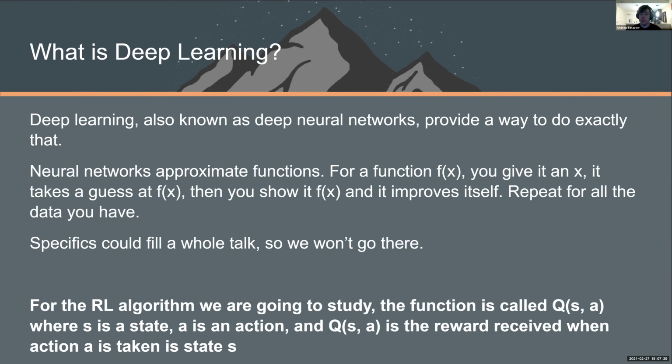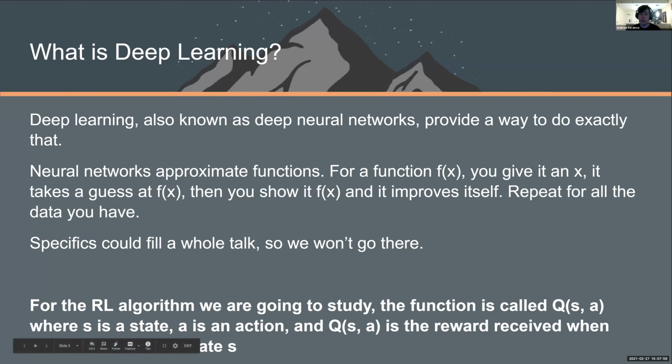Neural networks approximate functions. Basically, you give it a bunch of pairs of some value x and then f of x, and it'll take a guess at what f of x is. Then it looks at what f of x actually was and updates itself. I don't want to go too in depth about that, but if we have any questions, I'll be happy to answer them.